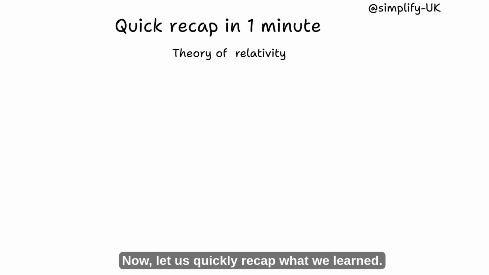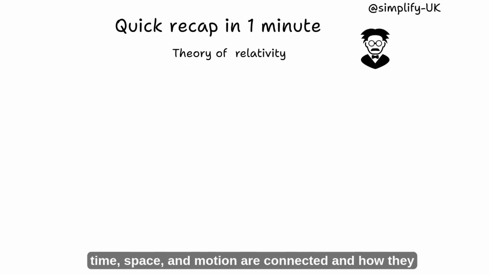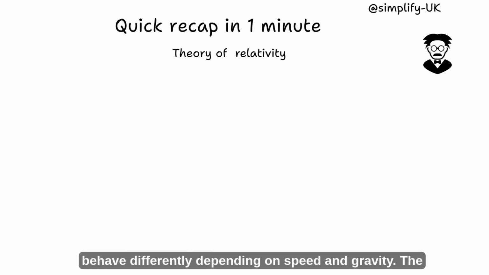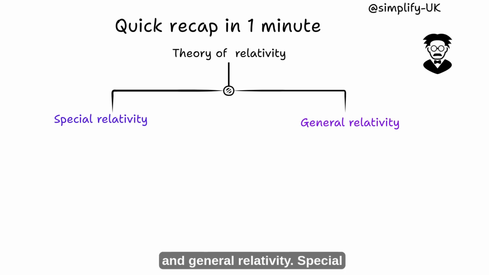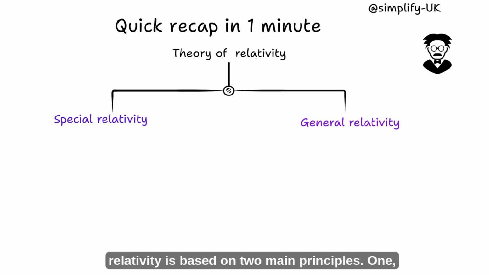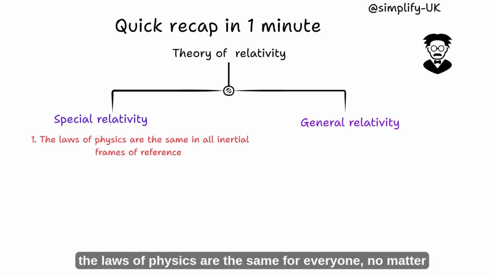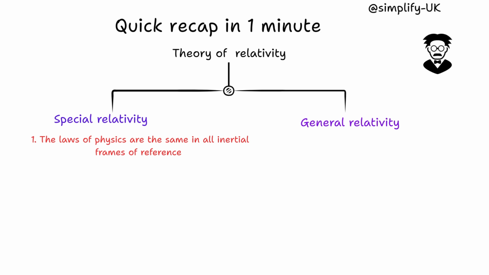Now, let us quickly recap what we learned. The theory of relativity was developed by Albert Einstein in the early 20th century. It explains how time, space, and motion are connected and how they behave differently depending on speed and gravity. The theory consists of two main parts, special relativity and general relativity. Special relativity is based on two main principles. 1. The laws of physics are the same for everyone, no matter how fast they are moving, as long as they are not accelerating. 2.